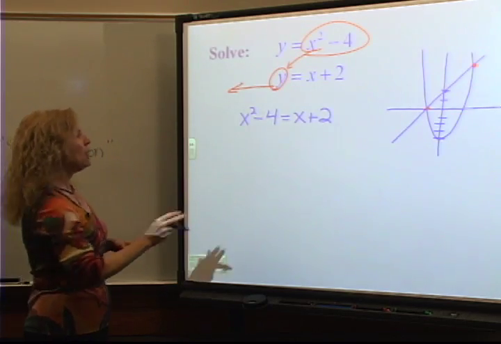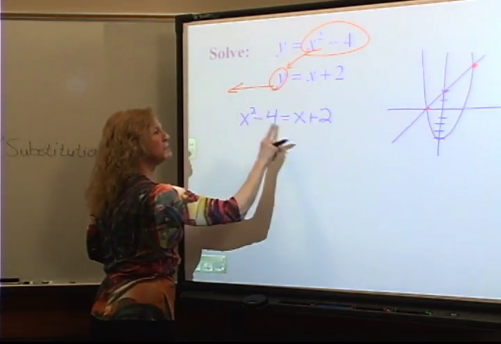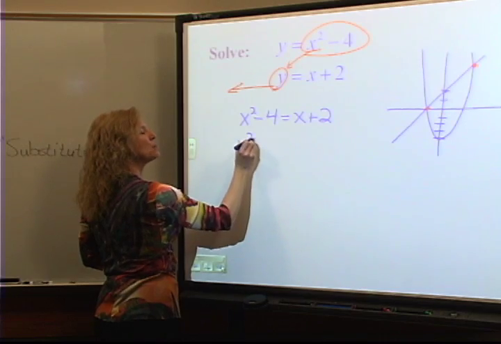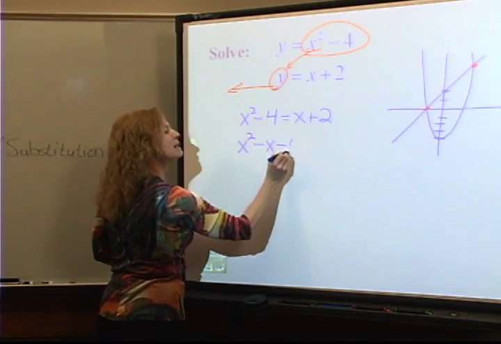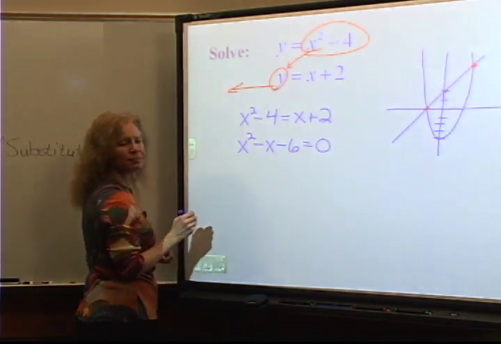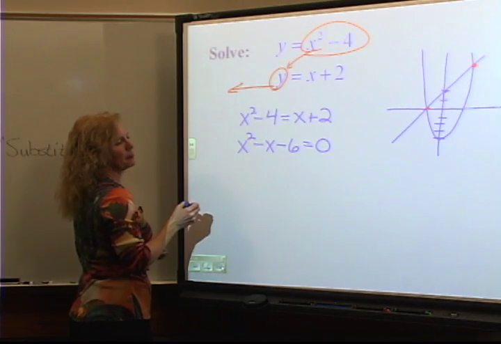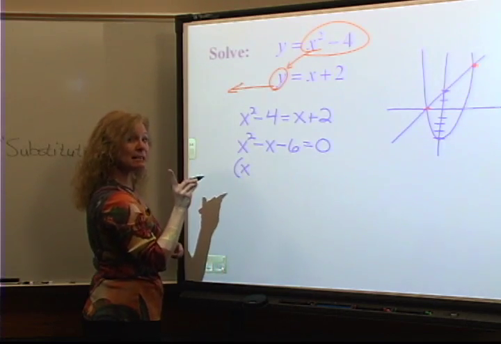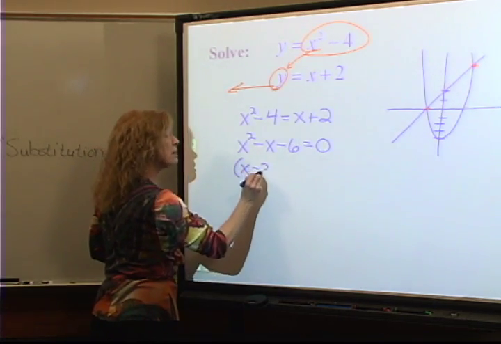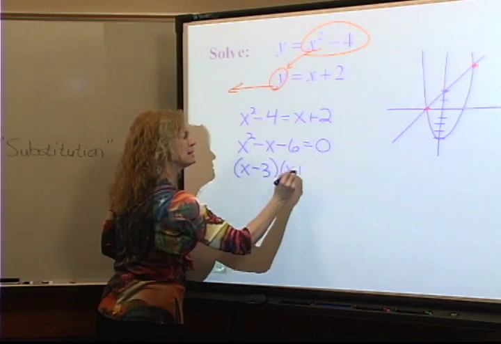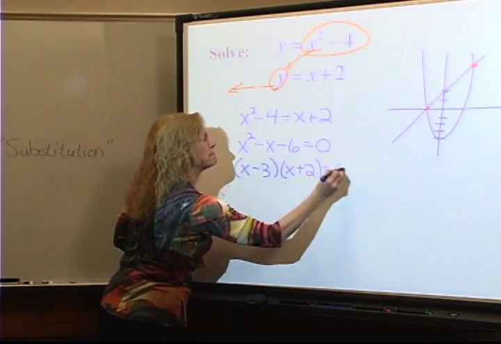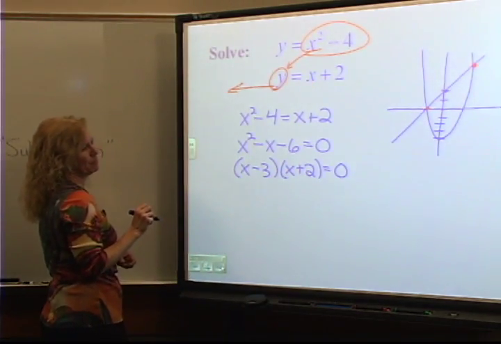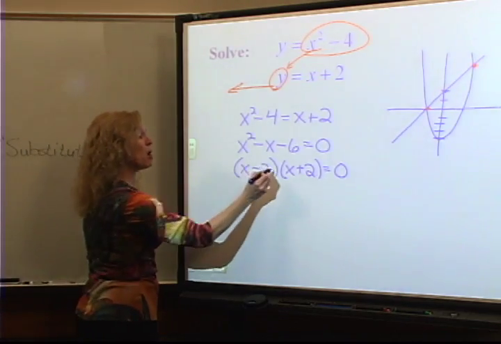Okay? Well, let's bring the x over, bring the 2 over, and we get x squared minus x minus 6 equals 0. Remember how we solved this? Factoring if possible. If not, use your quadratic formula, but it factors pretty easily. And then we use our zero product property.